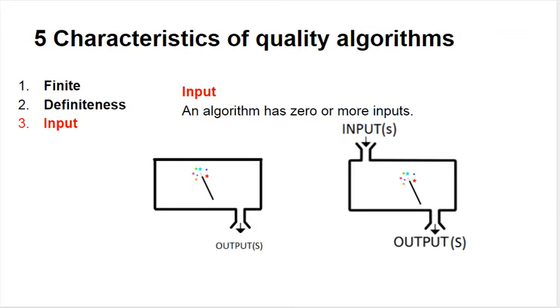Third, there are 0 or more inputs for the algorithm. So if in this case the magic wand represents the algorithm and the computer is represented by this rectangle, it's possible that the algorithm has no inputs and it can still do its job. Or it's possible that it has more than one input and the algorithm will do its job. Alright, so it just depends on the algorithm. Key piece here though is the inputs can be 0 inputs or it could be more than 0 inputs.